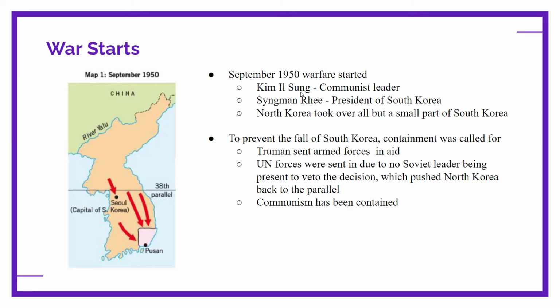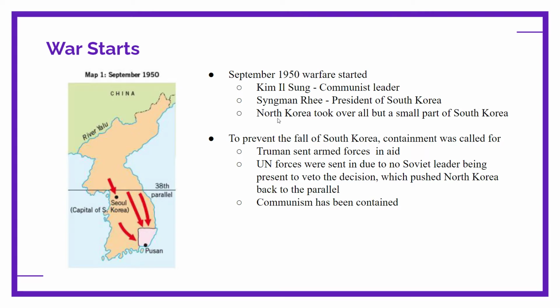Kim Il-sung is the communist leader. He is the great-grandfather of the present ruler of North Korea, so it's an all-in-one family. And Syngman Rhee is the president of South Korea. These are two names that you really need to memorize. So go ahead and practice writing them over and over until you get them in your head. Kim Il-sung is of the North and Syngman Rhee is of the South.